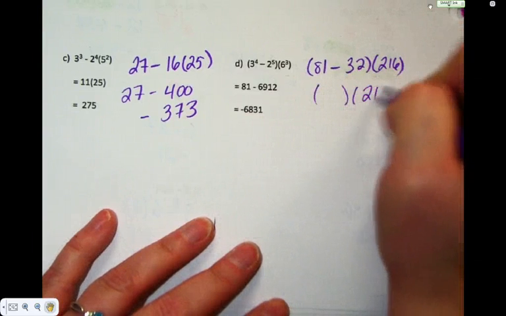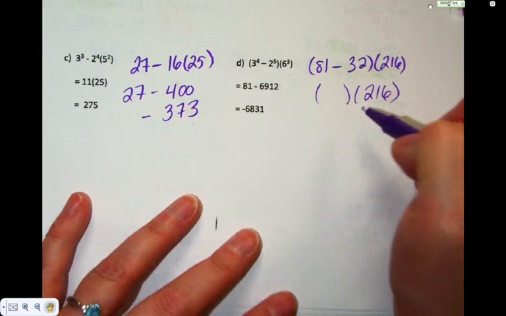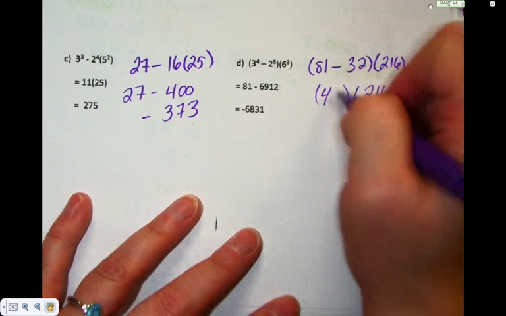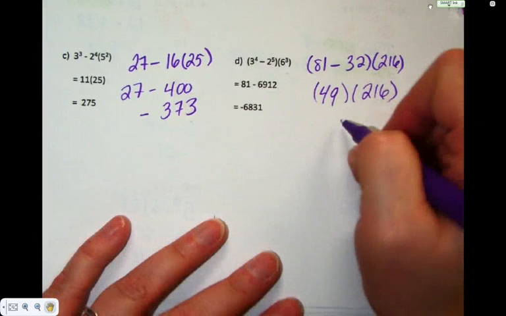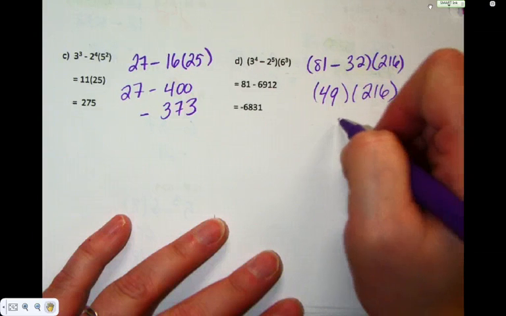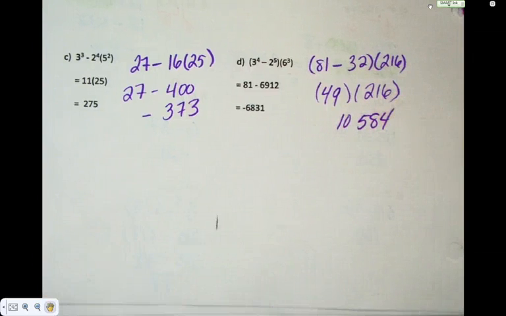So 81 minus 60 or minus 23, 32. We'll try that again. 81 minus 32. Confirm 49. 49 times 216. 10,500. That sounds confirmed.